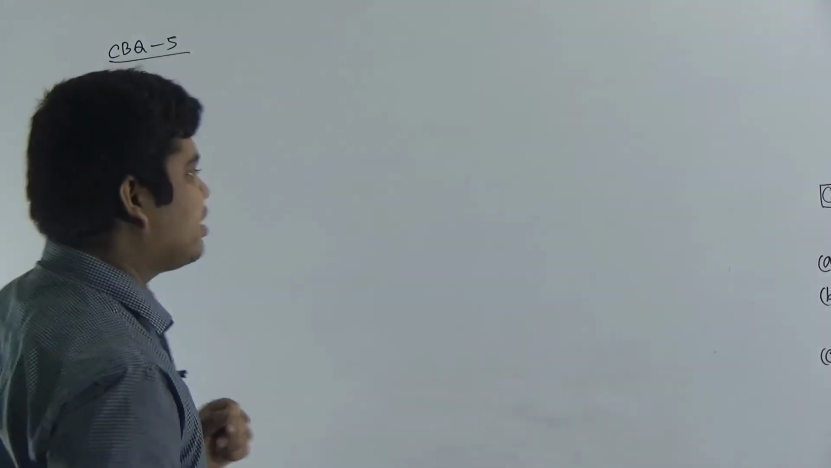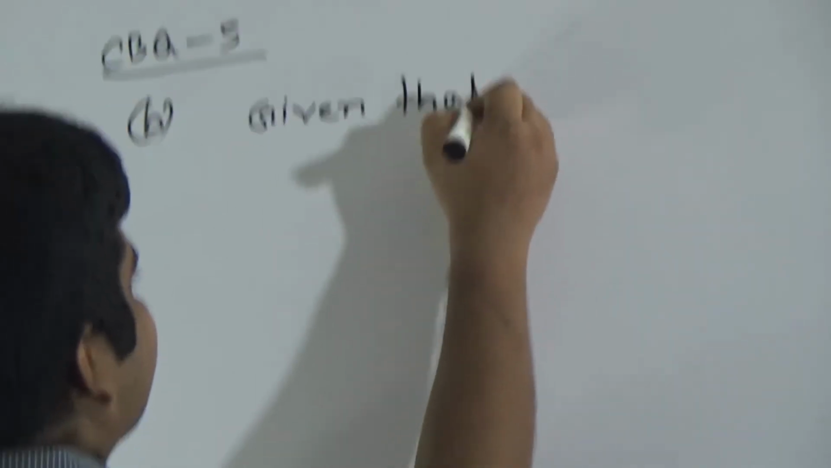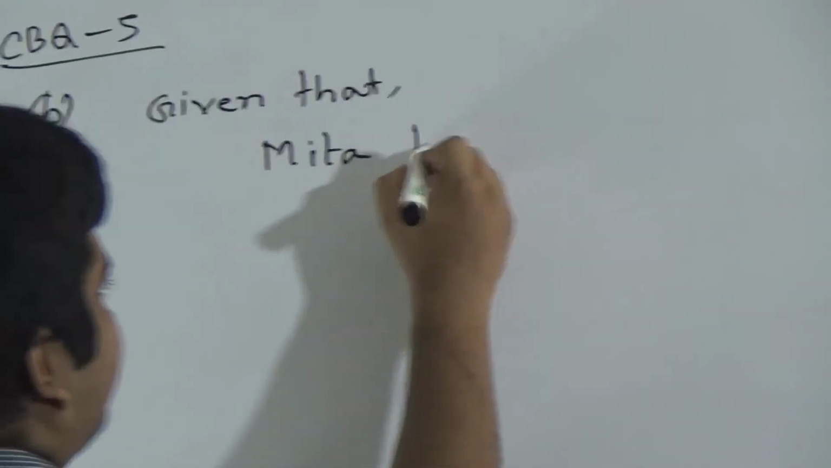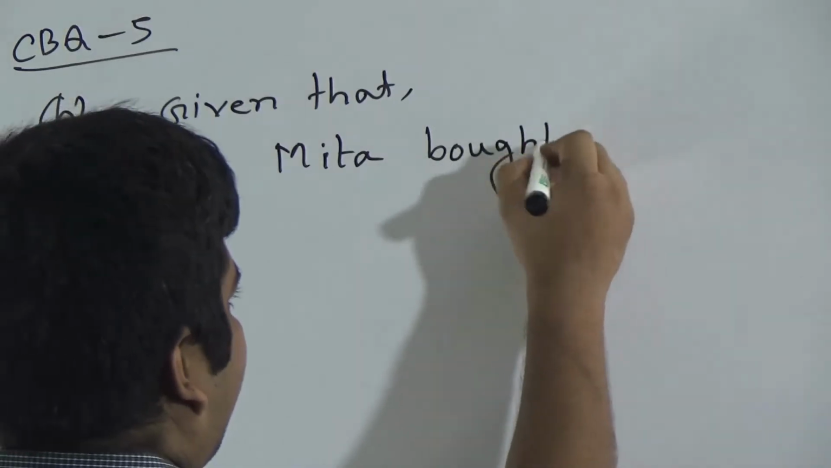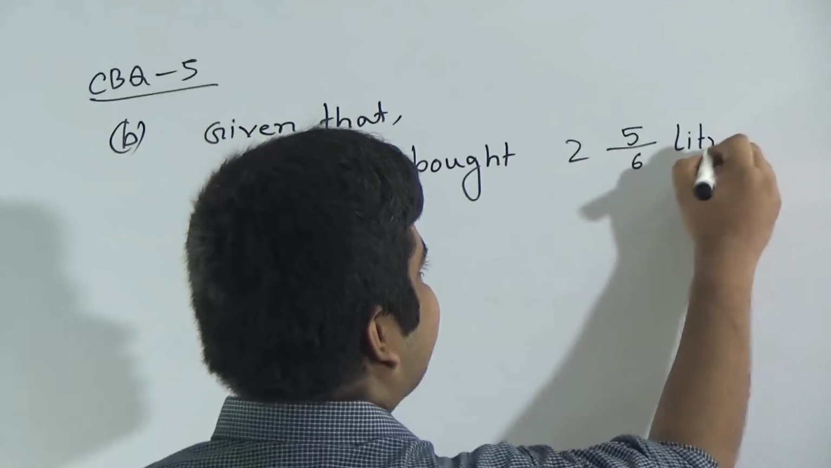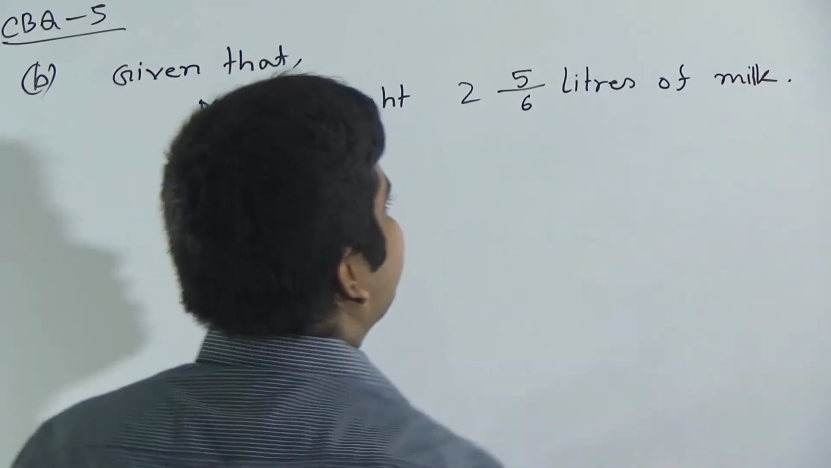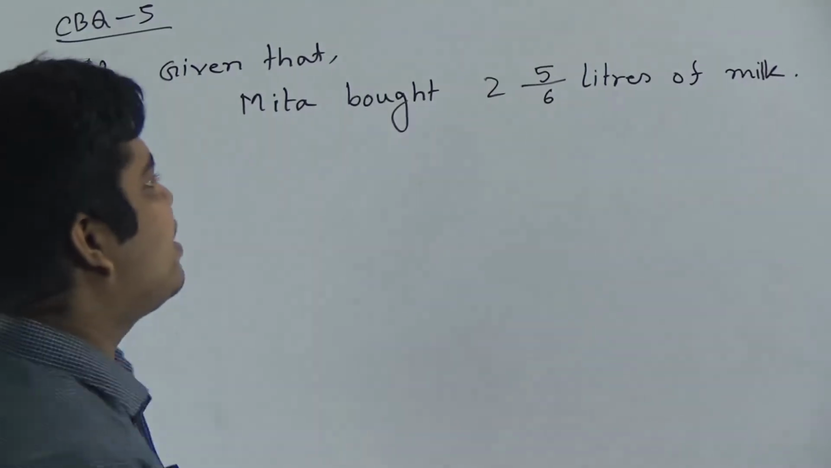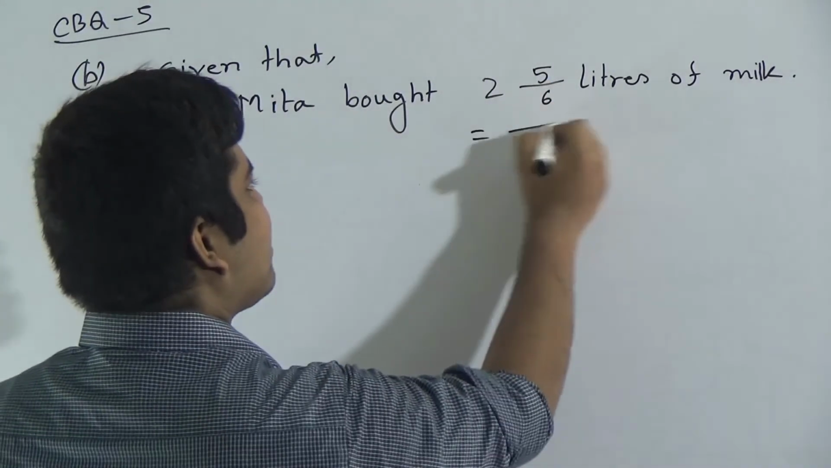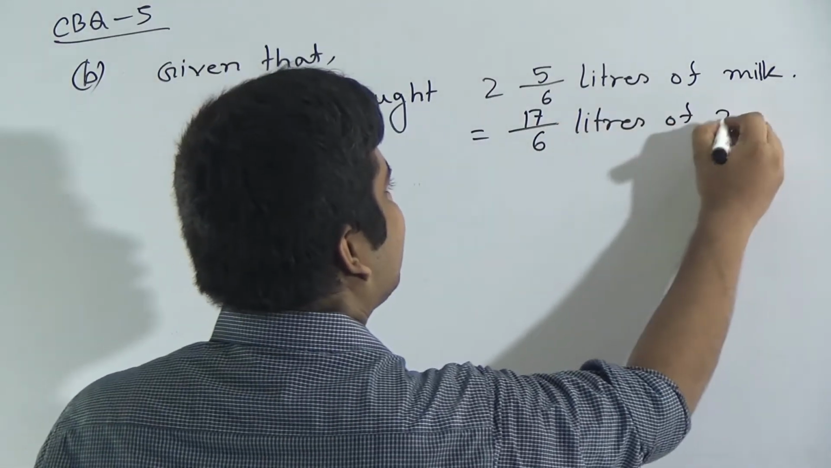First of all you write given that Mita bought 2 into 5 by 6 liters of milk. Similar to question number A, we convert this mixed fraction into an improper fraction. 2 6s are 12, 12 plus 5 is 17. 17 by 6 liters of milk.